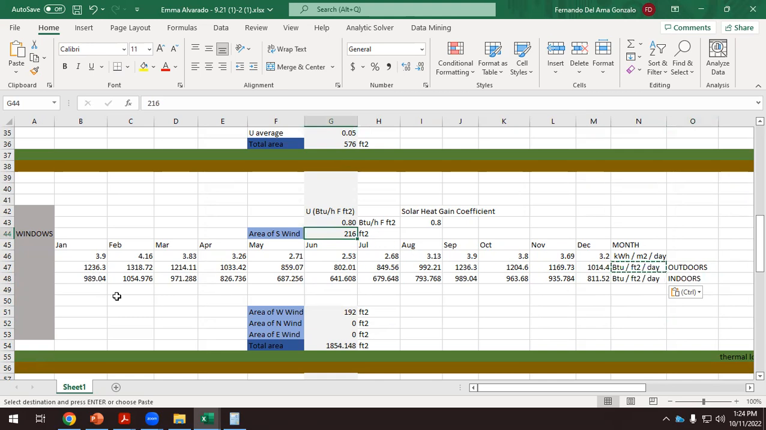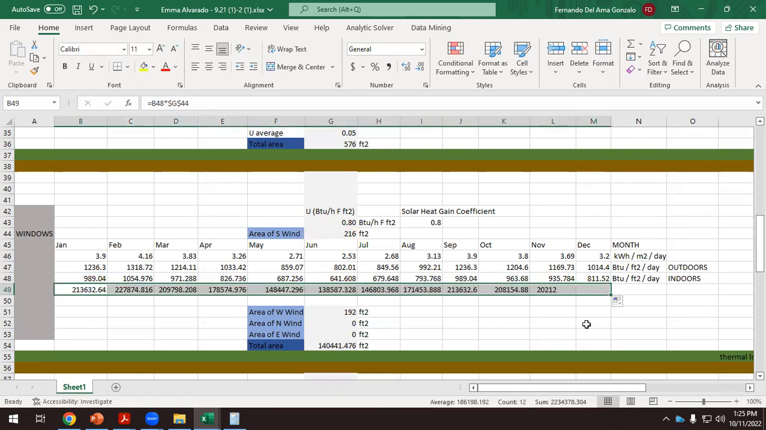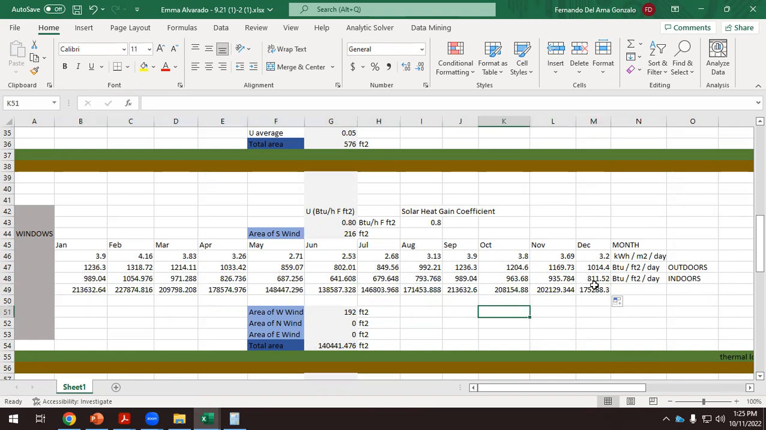Because what's the energy? This is per square feet, so I need to multiply this times the area of the windows. So I can type equals this one times the area of the windows, and I'm going to type $, because I want to drag this. And I need to have all the numbers with the same. And what are the units here? This is BTU per day. So I cancel square feet. So this is BTU per day.